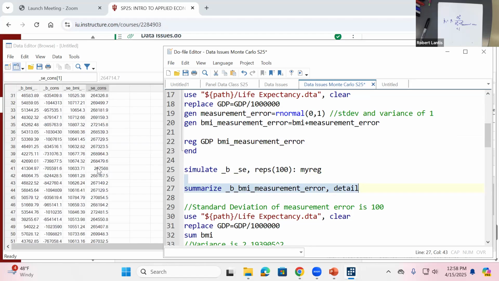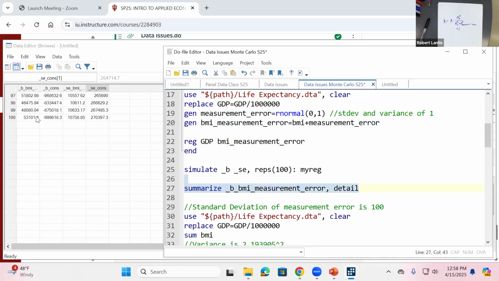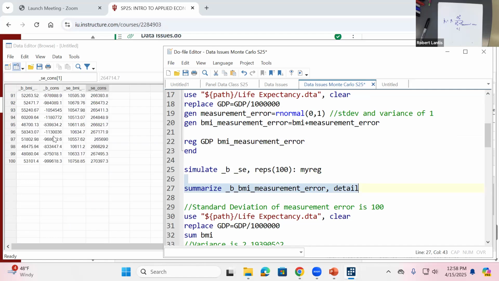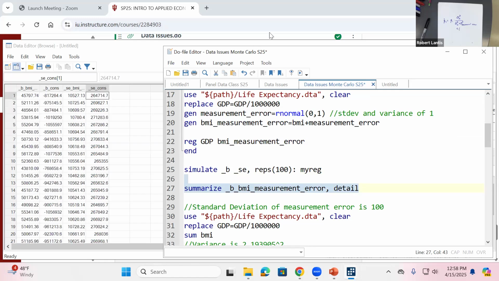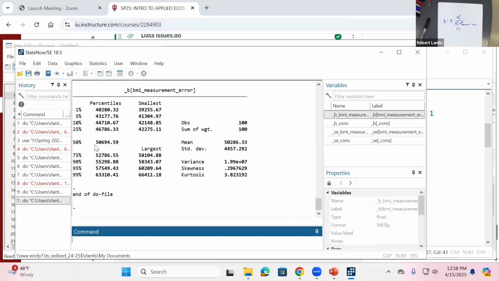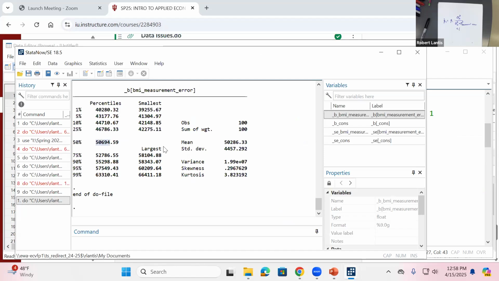So notice it has 100 different regressions. It has what the coefficient on that BMI variable was that had the measurement error included. So the average across those 100 simulations, on average, I'm seeing an estimate of about 50,000, which is lower than the original value of 60,000, right? There should be this attenuation bias.